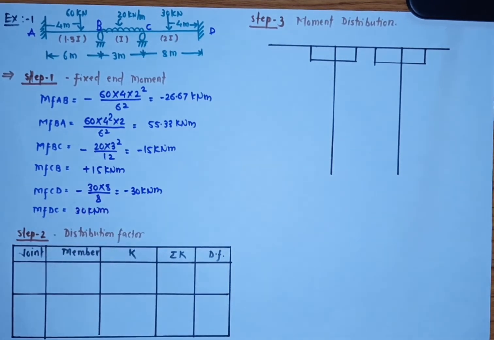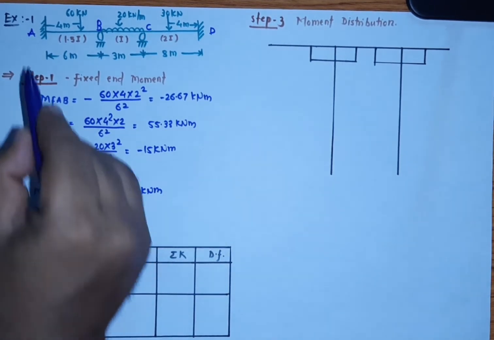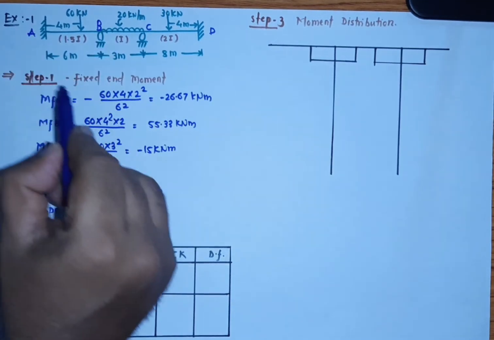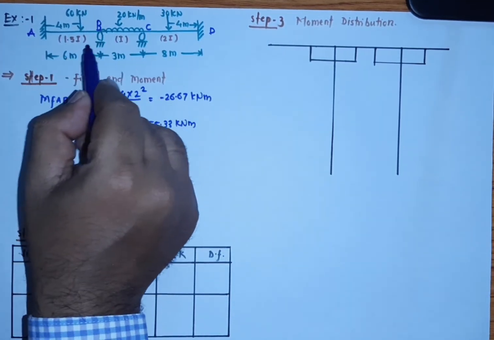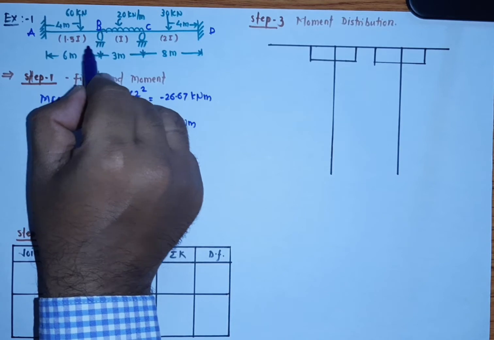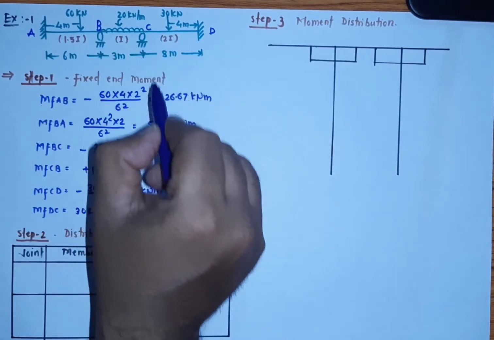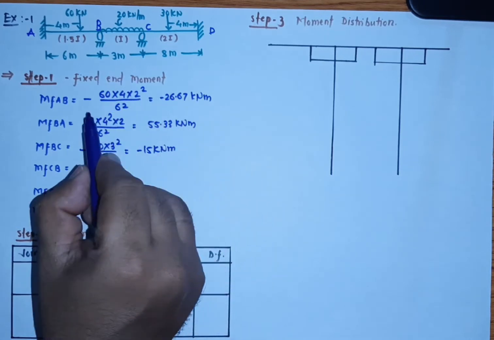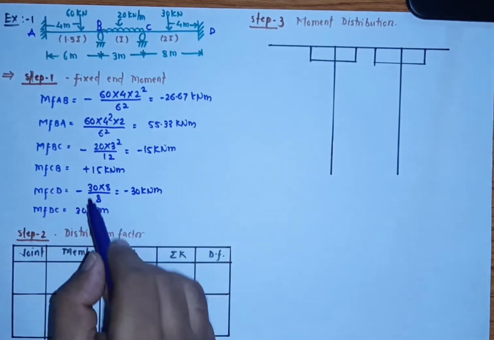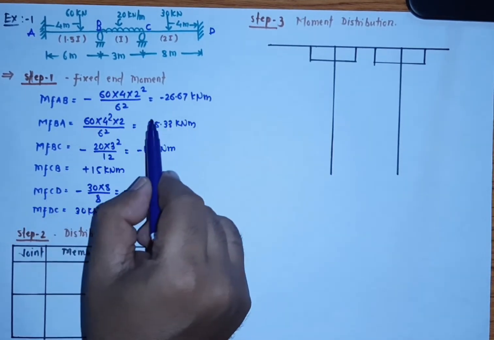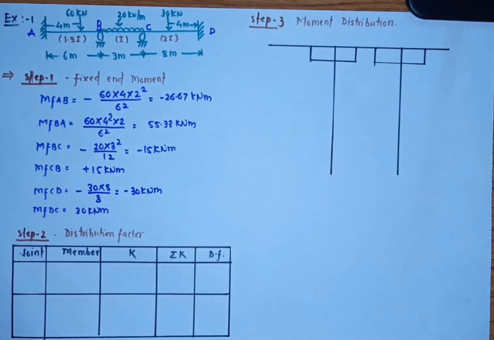So we are considering that for a fixed beam AB, A is anticlockwise and B is a clockwise moment. For BC, at B there is an anticlockwise moment, and for CB there is a clockwise moment. Isn't that the concept? Anticlockwise, clockwise, anticlockwise, clockwise. We consider here plus minus, plus minus, plus minus for all spans.